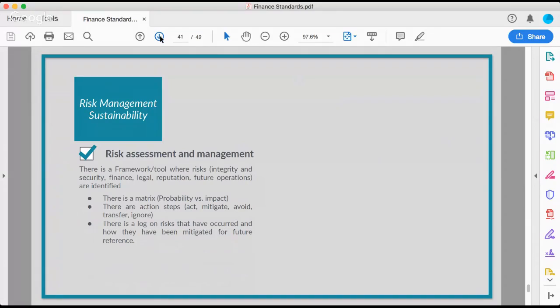Yes, the risk management sustainability. So this means that the legal risk management is fulfilled, and that you check every quarter what is the probability of a risk happening and what would the impact be, and that we are also taking action steps to mitigate, avoid, transfer, or ignore the risks that are there. And this is also why in our finance standards there's a risk log that we have to look at.